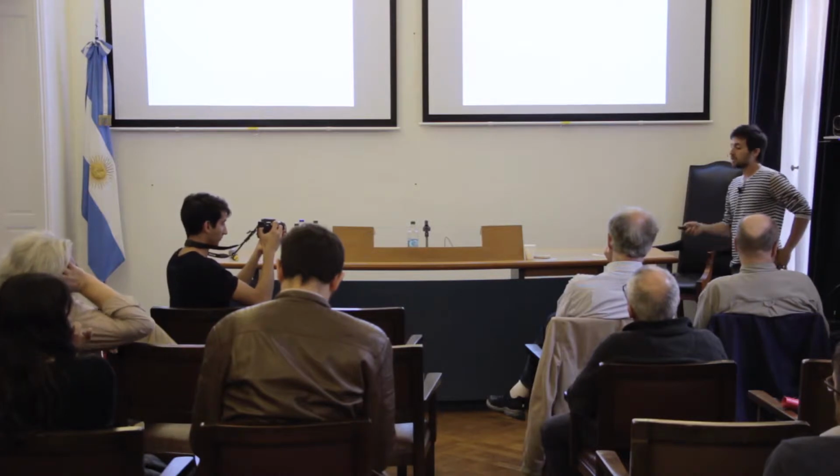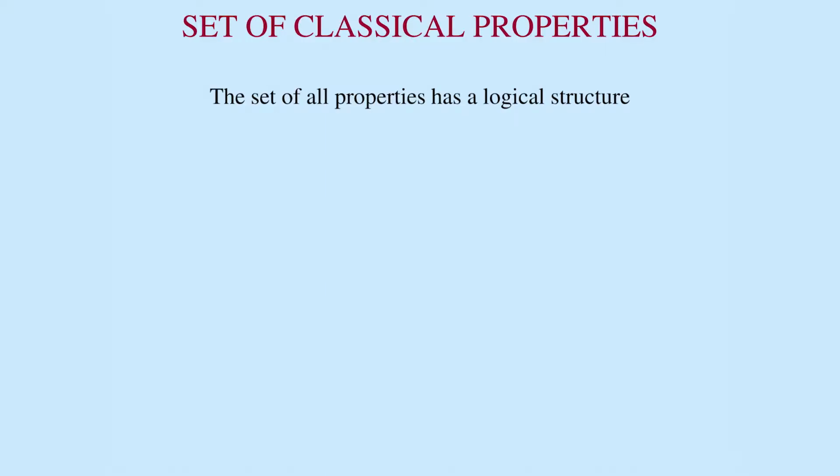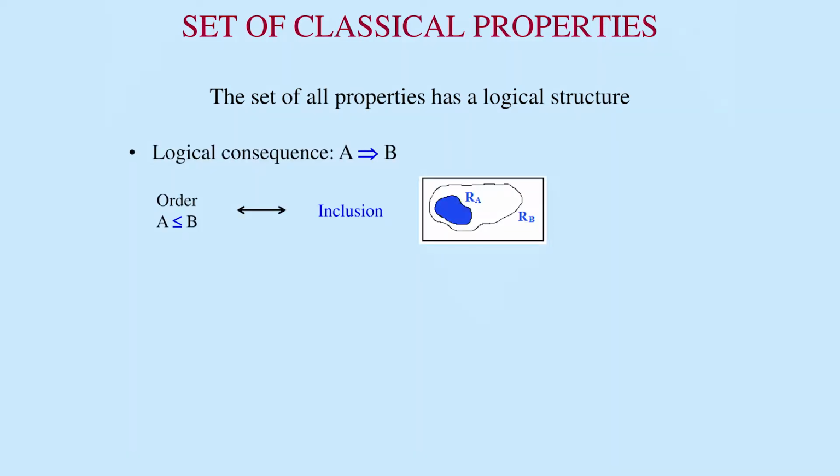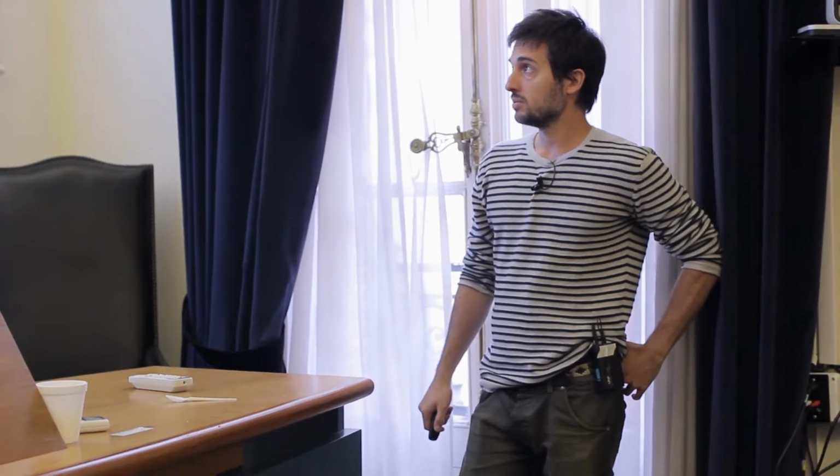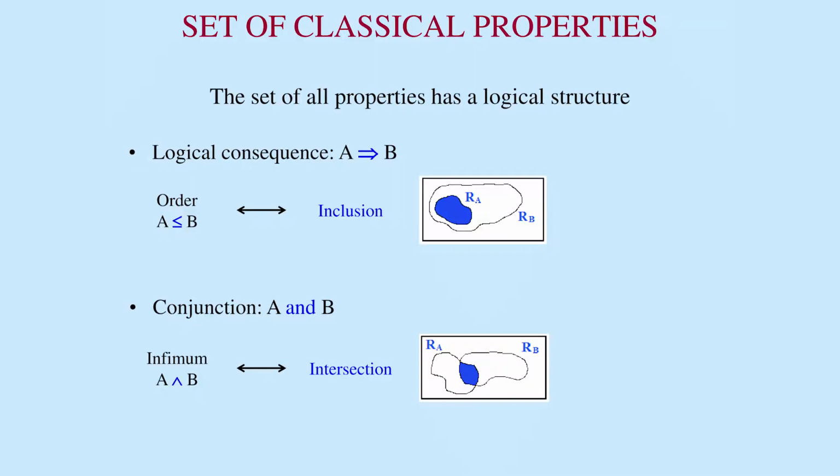Now we can consider the set of all classical properties, and we can see that it has a logical structure. First, we can represent a logical consequence using an order relation given by the inclusion. So if we have two properties A and B represented by the subsets R sub A and R sub B, we say that the property A implies the property B if the subset R sub A is included in R sub B.